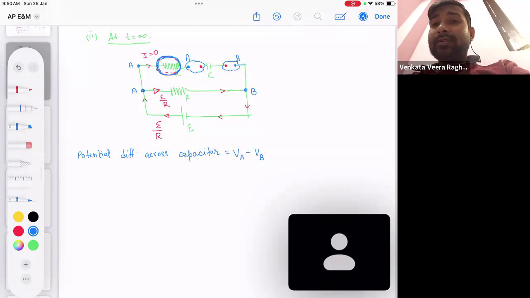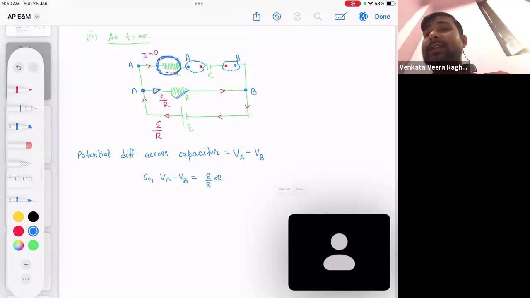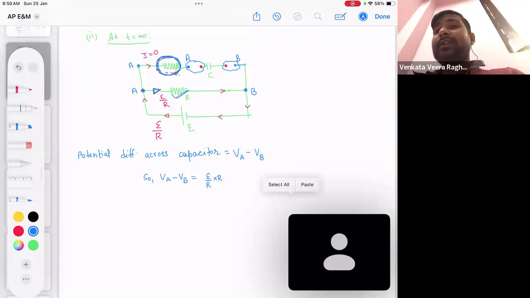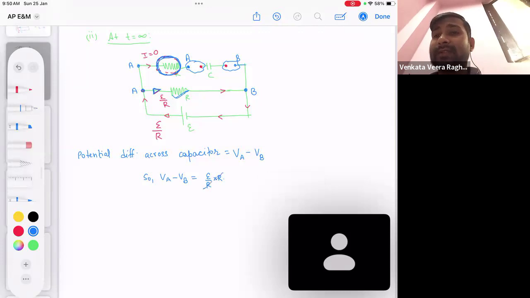So how much is VA minus VB? VA minus VB will be equal to E by R into R. I'm using this resistor property. What is the current in this branch? Current in this branch is E by R, resistance R. So VA minus VB will be E by R into R. This will get cancelled out. So in the steady state, the potential difference across the capacitor is E.